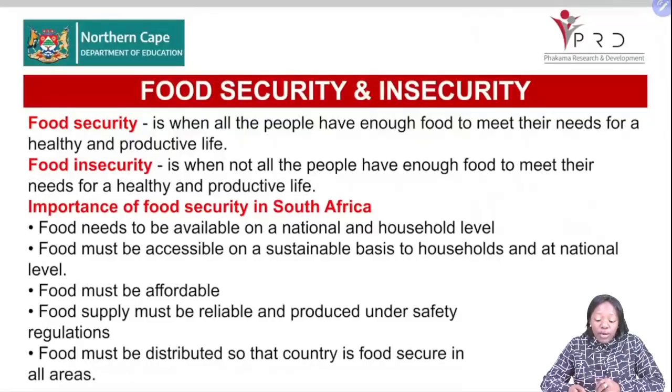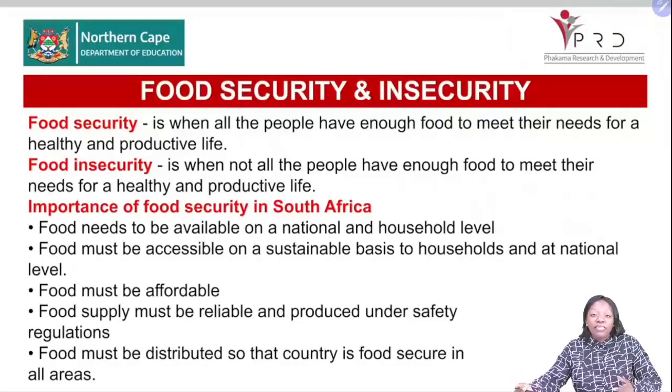Then we're looking at the food must be distributed so that the country is food secure in all areas. Hence the importance of having better infrastructure. Are the roads in place so that the trucks as well as the vans will be able to transport food in different areas, so that as a country as a whole, we have access to food?